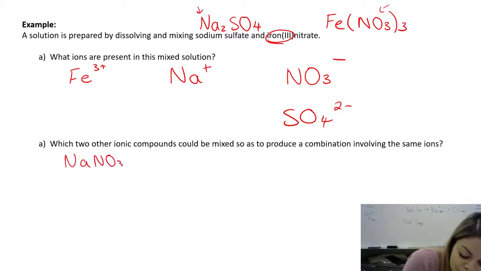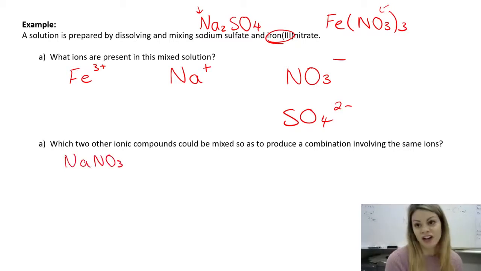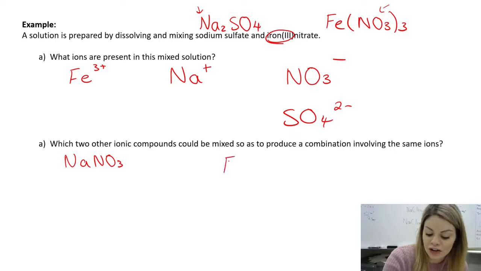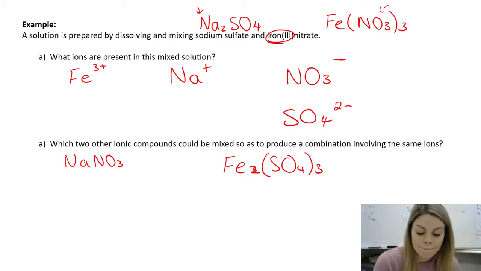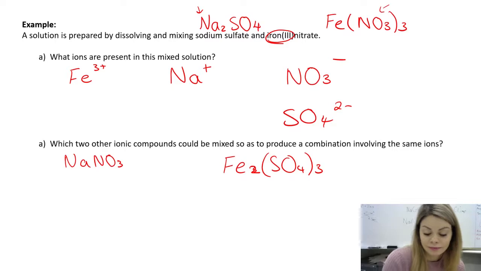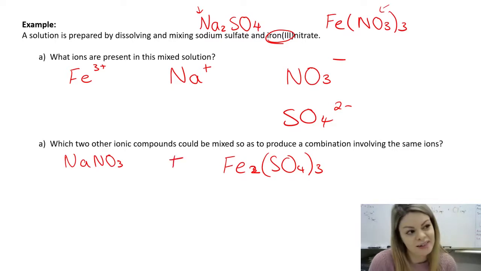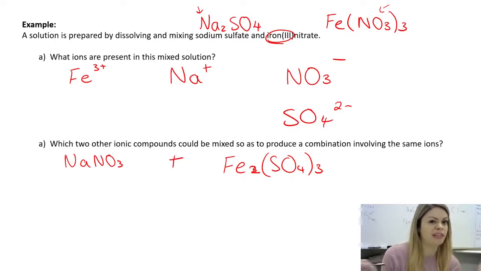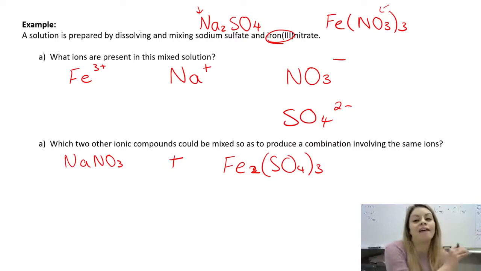Sodium nitrate, that's going to give us sodium ions and nitrate ions. The other thing we want is iron ions and sulfate ions. So, iron sulfate. Does that make sense? We've just swapped them. So it's all the same ions, but we put the cation with the other anion.